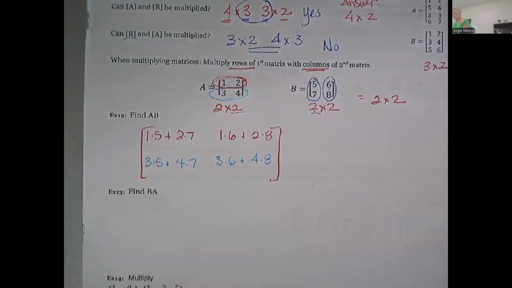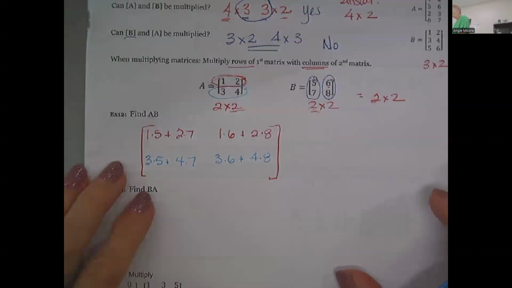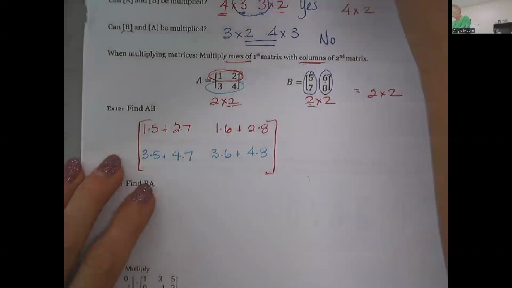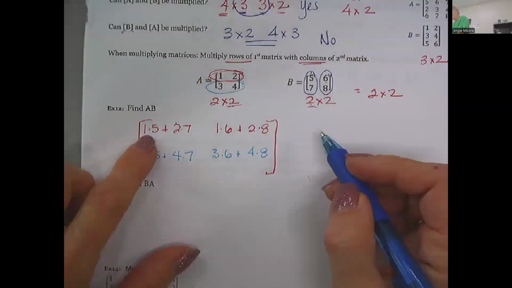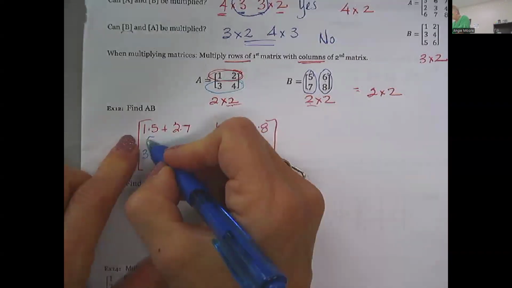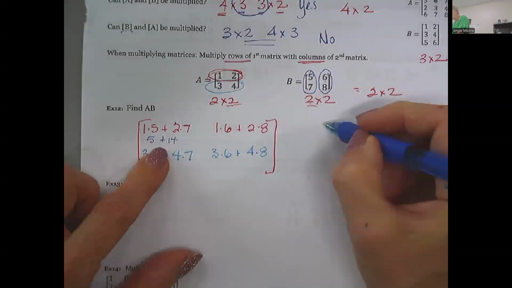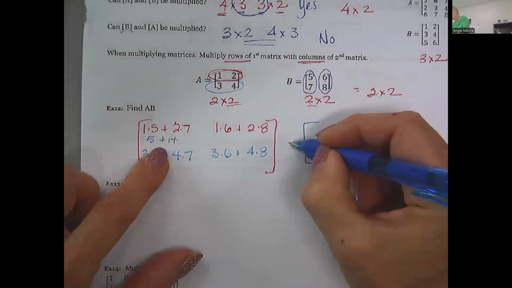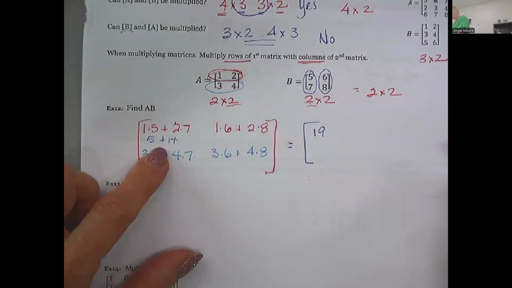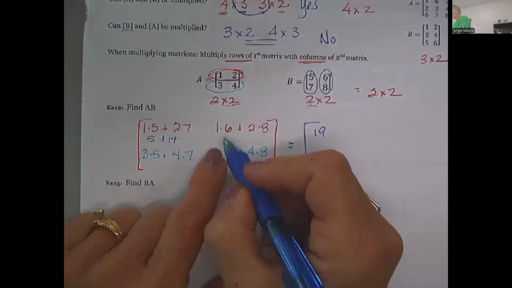So it really isn't that hard, but it is open to tiny mistakes. So I suggest you go slow and actually write these out, at least until you're really good. And I never really get really good at these. So here we go. So 1 times 5 is 5 plus 14. 5 and 14 give me 19. Here we go again. I'm going to finish.